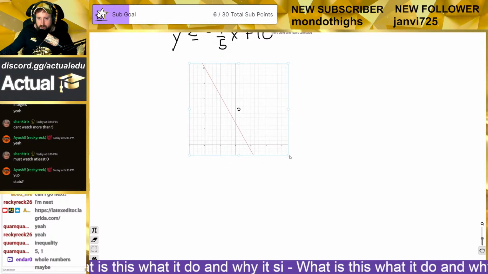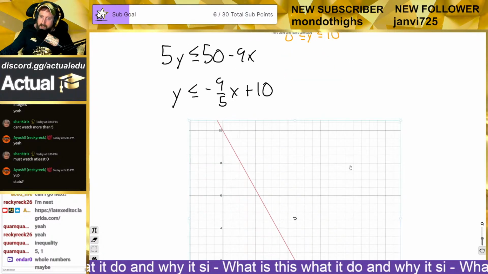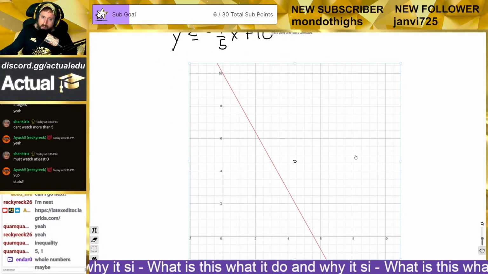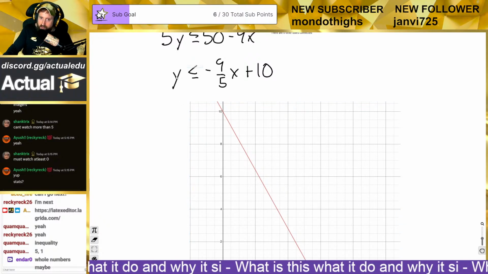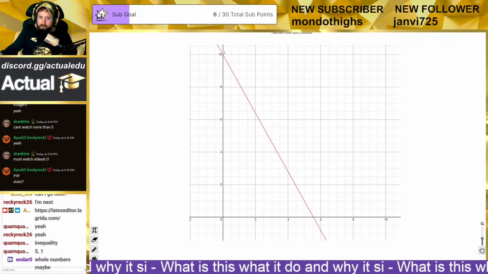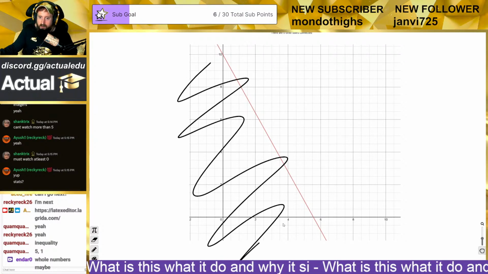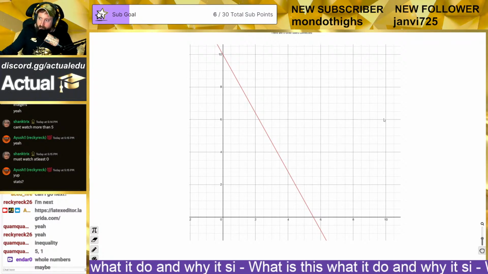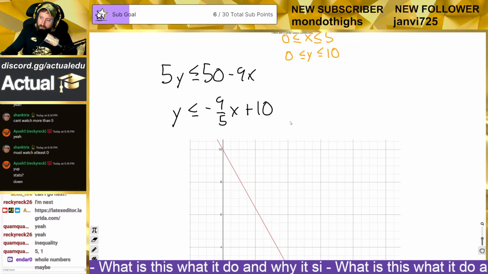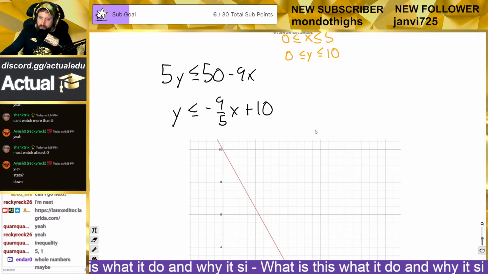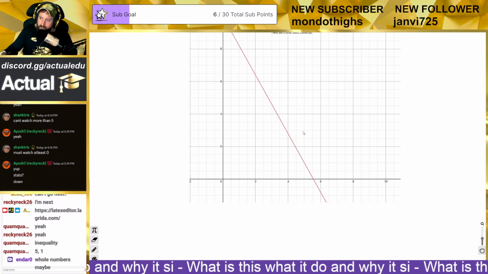Okay, so this is what the graph would look like. Now, when you want to figure out what's shaded, see how there's a less than here? There are two places this could be shaded, right? This could be shaded here, or it could be shaded on this side of the line. The way to test this, it is down. I know it's down because of this, but if you ever get confused which one it is, always just test a point on either side of the line.